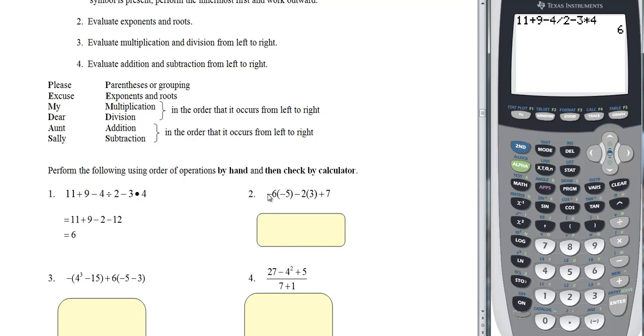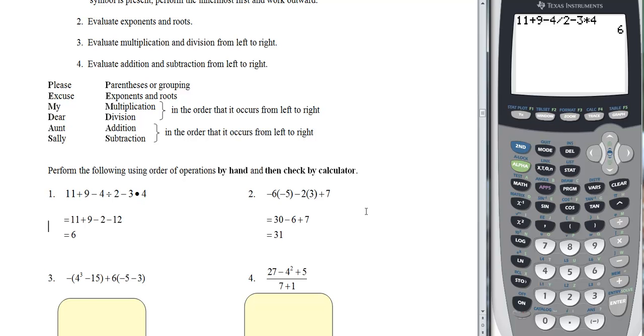Okay, now let's look at this one. I've got a -6 times -5 minus 2 times 3 plus 7. So even though I do have parentheses, the parentheses here is indicating multiplication. So I've got to do multiplication, division in the order from left to right. This will give me 30 minus 6 plus 7. That should give me, what, 31?